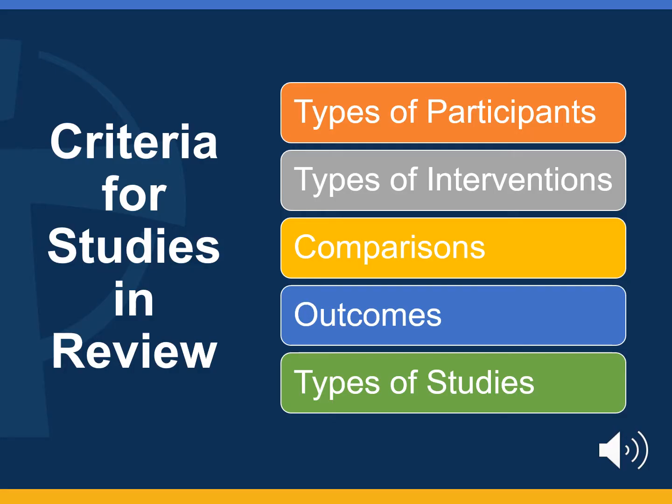Criteria for studies and review. Types of participants. The types of participants considered were adult patients aged 18 years and older that were scheduled for a surgery requiring general anesthesia with awake fiberoptic intubation. Participants were excluded for bronchoscopy, video laryngoscopy, rigid laryngoscopy, and direct laryngoscopy.